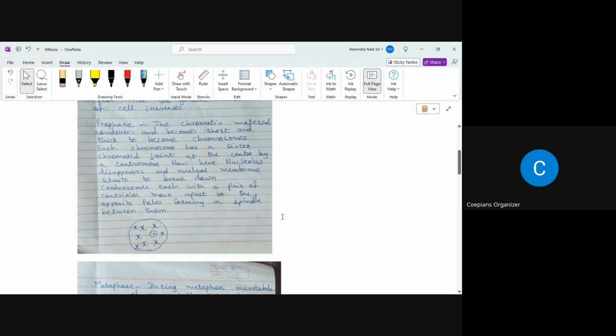Now, during prophase, the chromatin material condenses and becomes short and thick to become chromosomes. Each chromosome has a sister chromatid joined at the center by a centromere. Here we can see this centromere. This is the centromere. The centromere is in the middle of the chromosome.